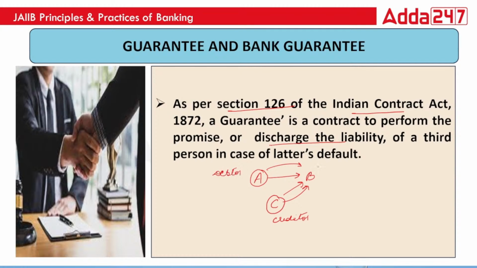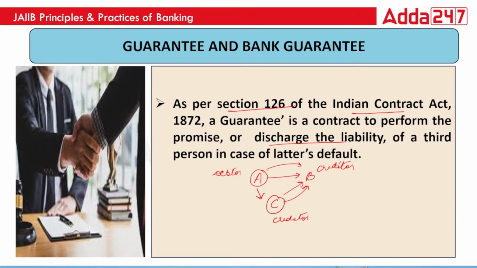Earlier A was the debtor and B was the creditor, but when A is not making any payment, if C has given the guarantee, C will take the role of creditor and hand over the money to B for whatever contracts they had. Then C becomes creditor, A becomes debtor, and now A is liable to make payment to C. So this is called a contract of guarantee, where one person is giving the guarantee.